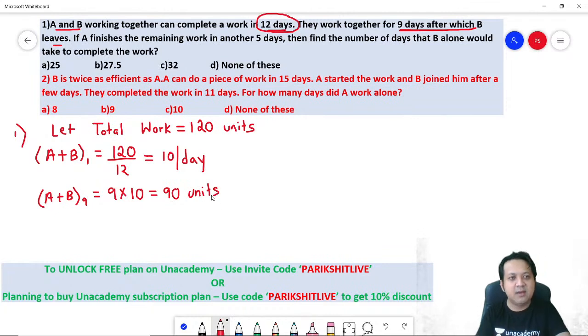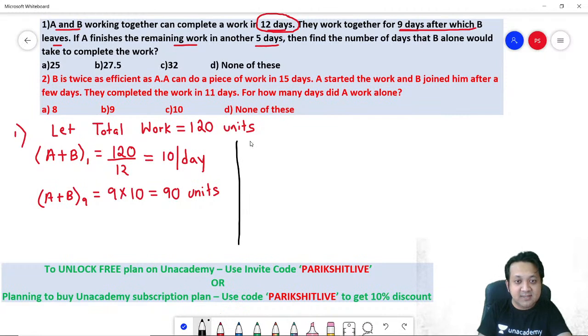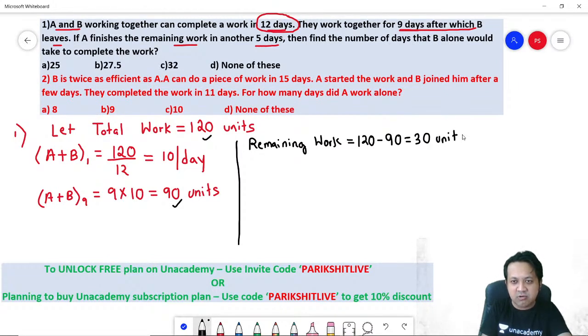You're correct? If A finishes the remaining work in another 5 days, now they are using two terms here. One is the remaining work and the next one is 5 days. So first find out how much is the remaining work. So 120 is the total work. 90 units have been completed. So 120 minus 90 is equal to 30 units. So 30 units is your remaining work.